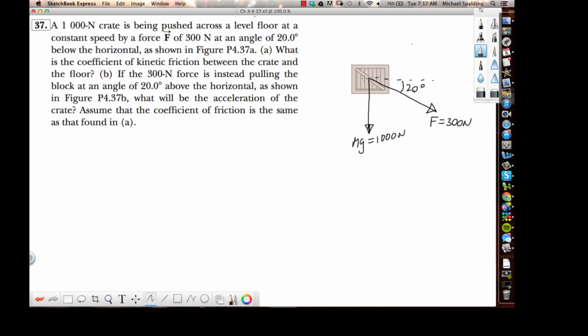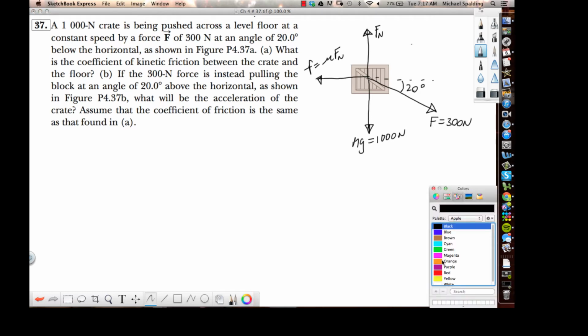Is the crate on a surface? Yep. So there's a normal force. Fn is normal force. And then there's friction, mu times normal force. Hey, is this kinetic friction or is it static friction? It's kinetic. Is there really a difference in how you deal with static friction and kinetic friction? No, the way you deal with it is the same. Kinetic just means moving. Static means at rest. You should know that static friction is always larger than kinetic friction. The force required to set an object in motion is always greater than the force required to keep it in motion. So that's it. Here's our free body diagram.